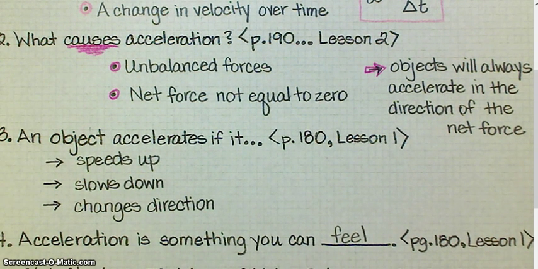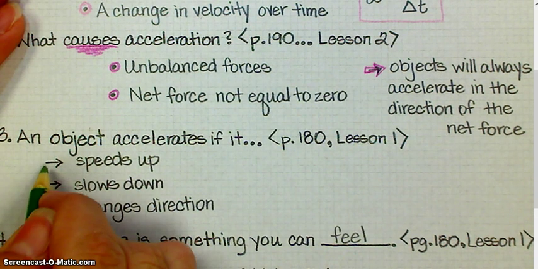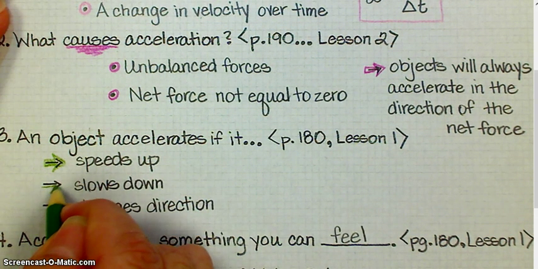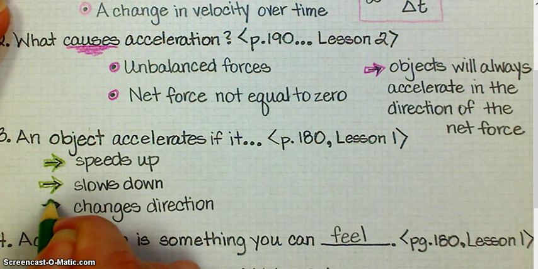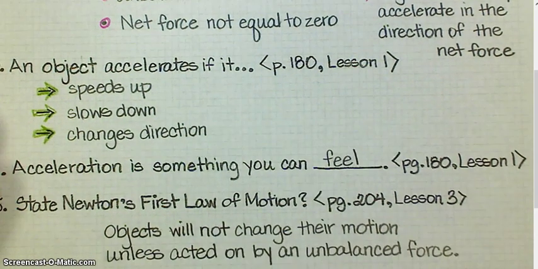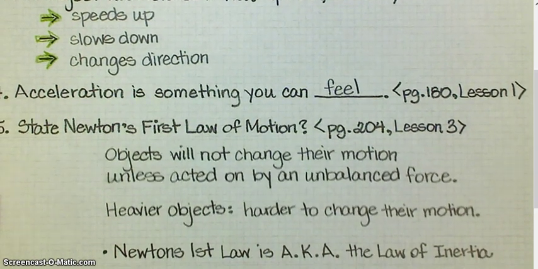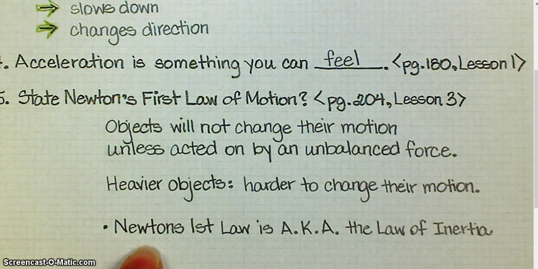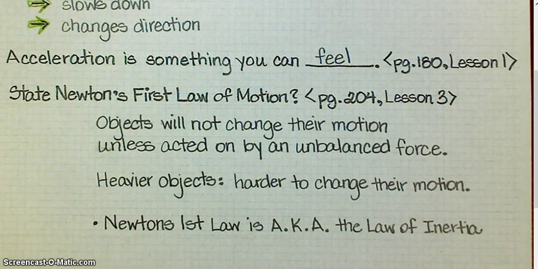Let's see. An object accelerates if it speeds up, slows down, or changes direction. I promise you that that will show up on your test on Wednesday, which is next week when you're going to take it. So make sure that you can tell me that. Okay. State Newton's first law of motion. We've already done that, but we did add this, that Newton's first law is also known as the law of inertia. Okay. And so we're going to pick up with what is inertia.